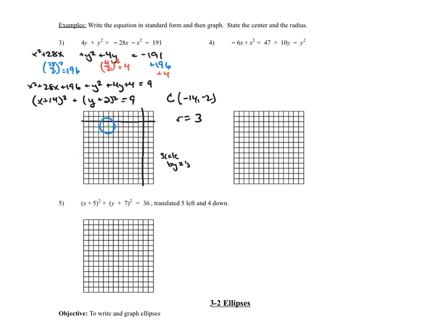All right, next example, we need to move the y's over and rewrite it. So we'll have x squared minus 6x plus y squared minus 10y equals 47. We'll look at the negative 6. Negative 6 divided by 2 squared is 3. 3 squared is 9. So we'll add 9. And negative 10 over 2 squared is 25. So then we will add 25.